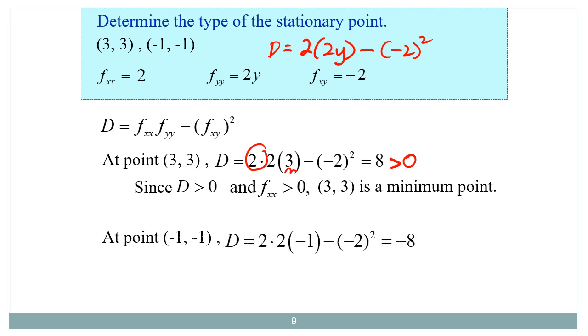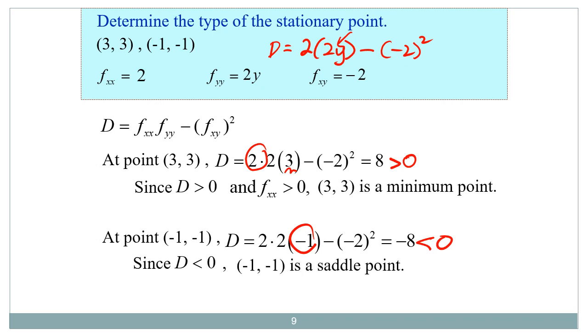And then for point (negative 1, negative 1), we need to replace the 2y here with negative 1. So what do we have? The answer is negative 8. Directly, negative 8 is a negative number, so it's less than 0. If D is less than 0, it means that the point (negative 1, negative 1) is a saddle point. So determine the nature of each stationary point correctly, following the guide.